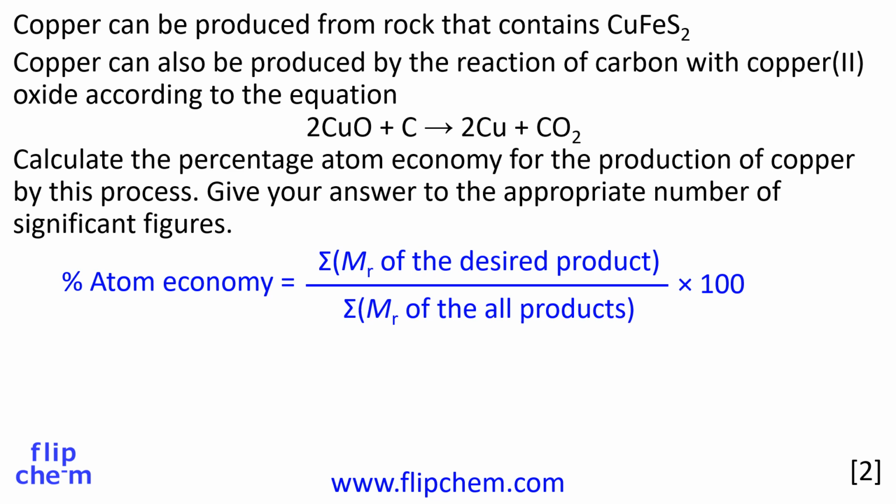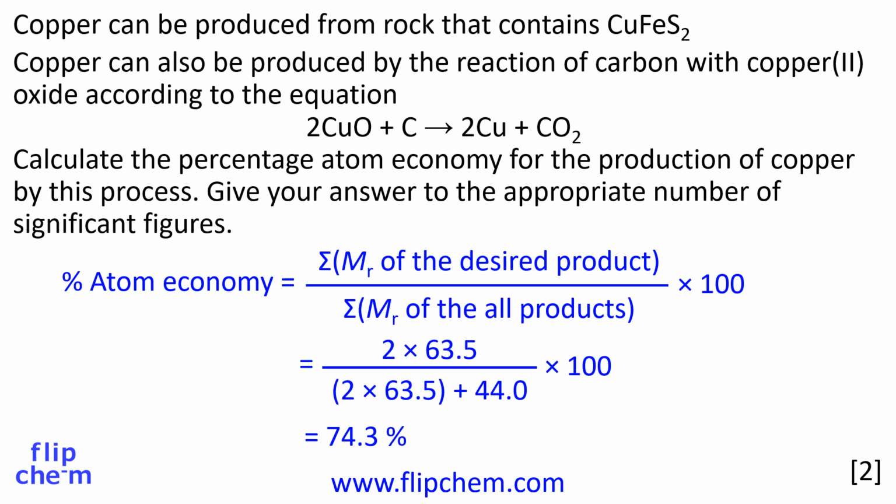We add up the molar mass of the desired product and divide by the sum of the molar masses of all the products. Multiply by 100 to convert to a percentage. Find the molar masses from the datasheet. Each of the molar masses used is given to 3 significant figures, so the percentage atom economy works out at 74.3% to 3 significant figures.